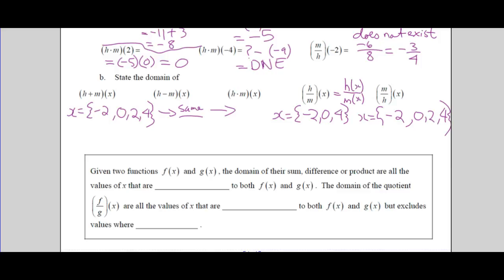Given two functions, f of x and g of x, the domain of their sum, difference, or product are all the values of x that are blank to both. Belong. What's a good word? Belong or are common to both. I'd go with common.